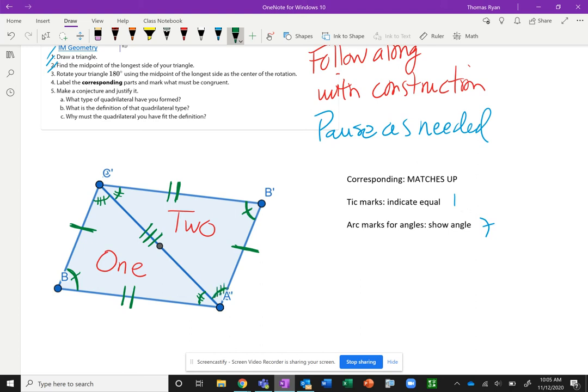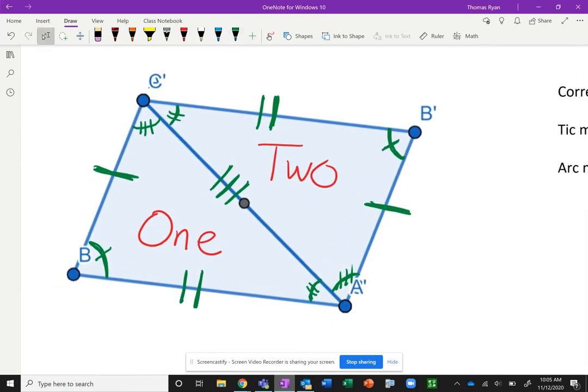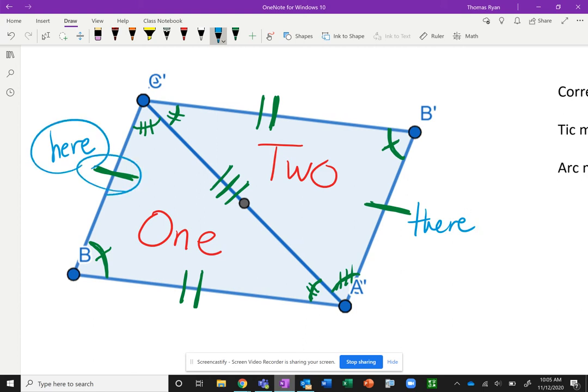1, 2, 3. So now we look at this diagram, guys, and we say, oh, well, this side over here matches up with this side over there. And I know that because they both have single tick marks, right? Single tick mark, single tick mark. And the same thing applies for double tick marks, triple tick marks, and your angle markers.